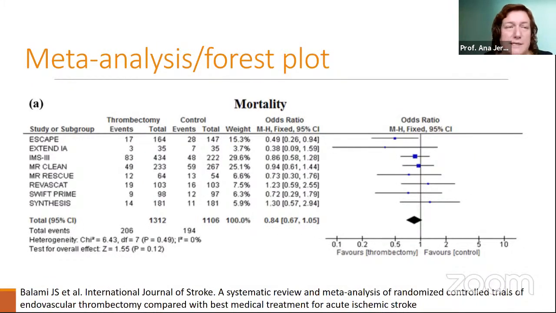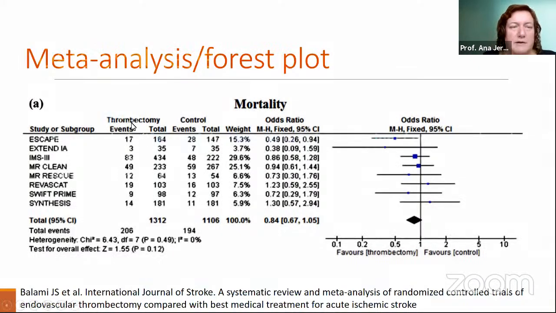So here is one example of meta-analysis with studies comparing thrombectomy to control in patients with acute ischemic stroke. We have different studies. We have a point estimate of the effect. In this example, it's odds ratio, and we have a 95% confidence interval around that effect. So we see that the majority of studies are showing non-significant results. Just one study is showing significant results.